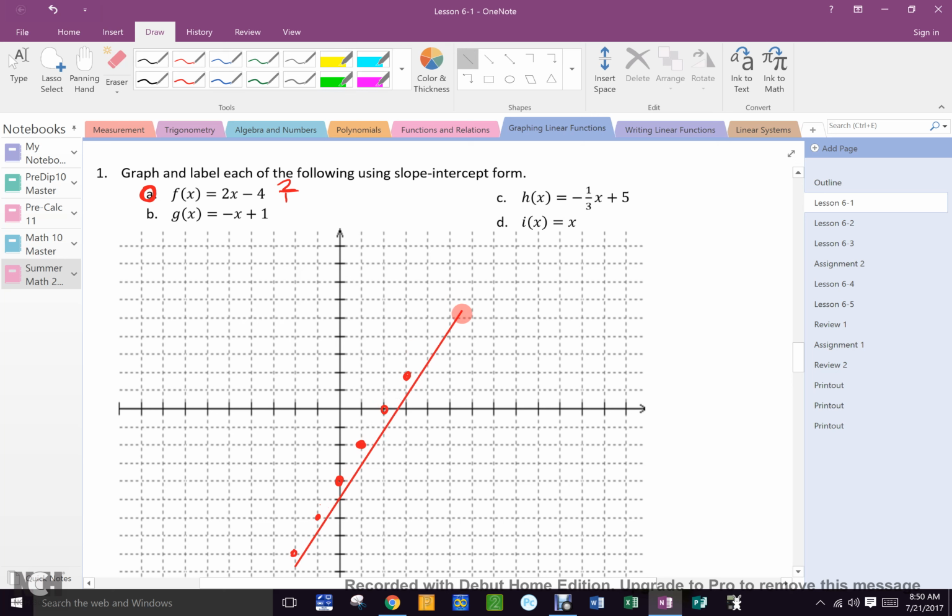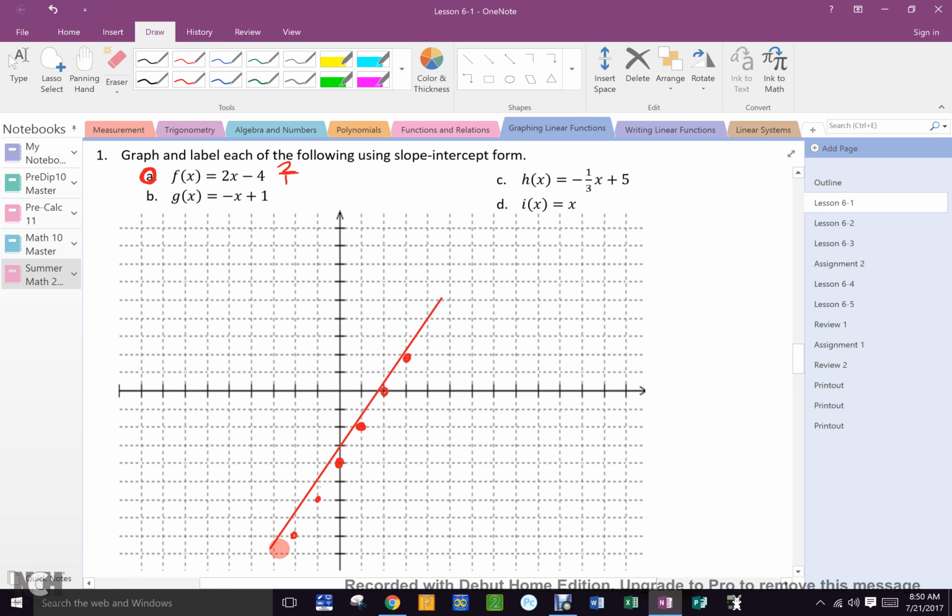Is everybody good with the first one? Awesome possum. Let's do the second one. I'm going to graph it with a blue line. What is the y-intercept? Positive 1. So I put a dot on positive 1. What is the slope? There's no number there. What's the number that we don't write? 1.